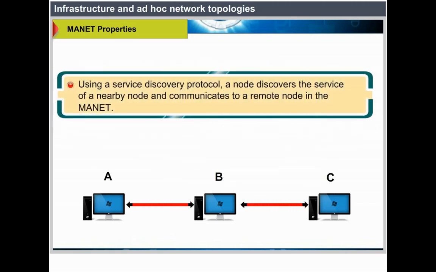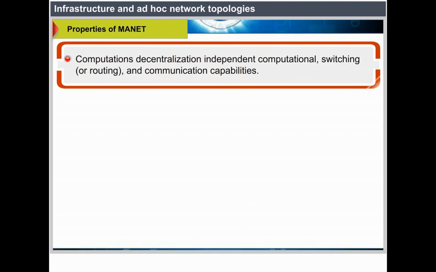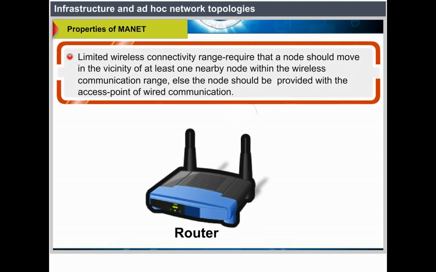Using a service discovery protocol, a node discovers the service of a nearby node and communicates to a remote node in the MANET. Peer-to-peer connectivity. Computation's decentralization, independent computational, switching or routing and communication capabilities. Limited wireless connectivity range requires that a node should move in the vicinity of at least one nearby node within the wireless communication range, else the node should be provided with the access point of wired communication.